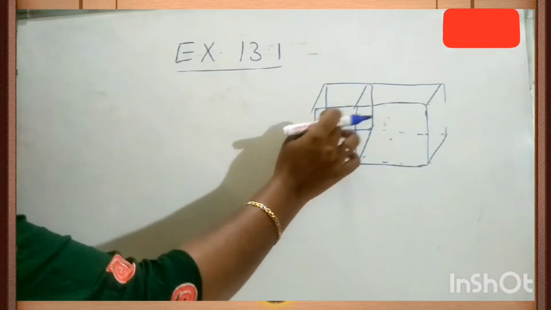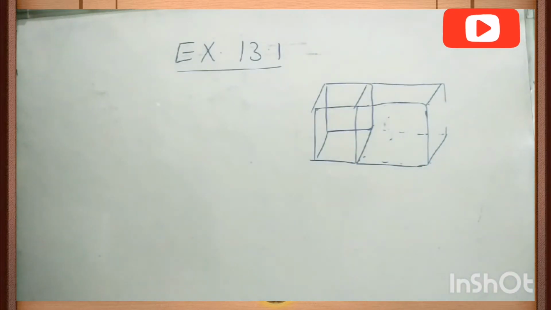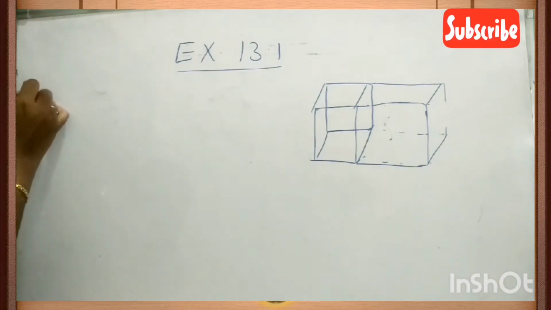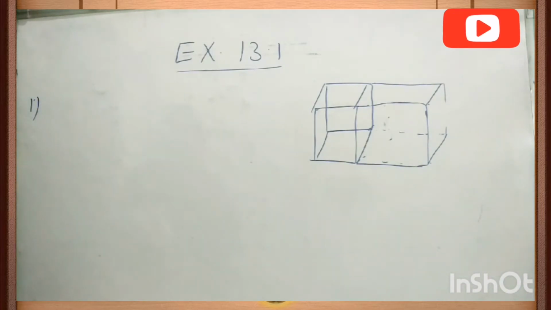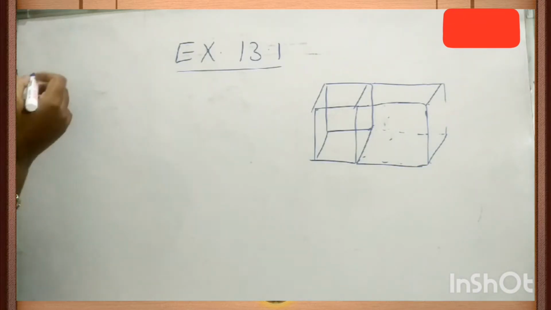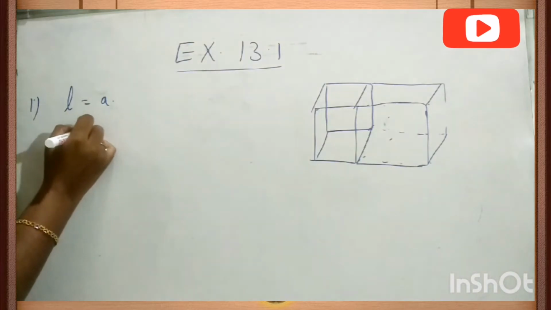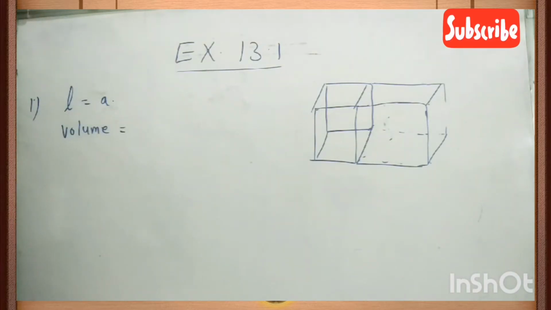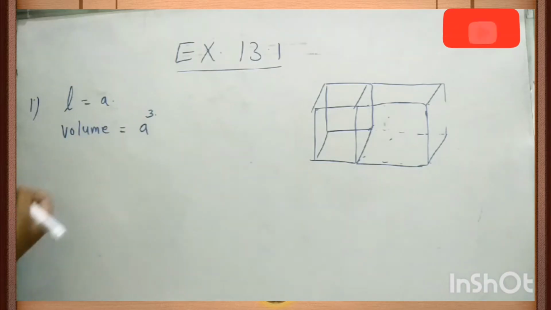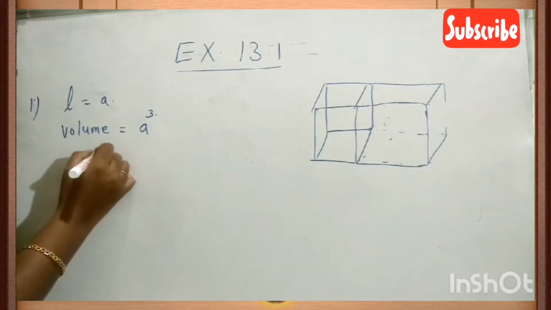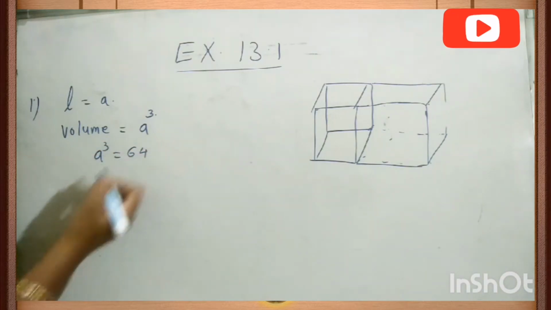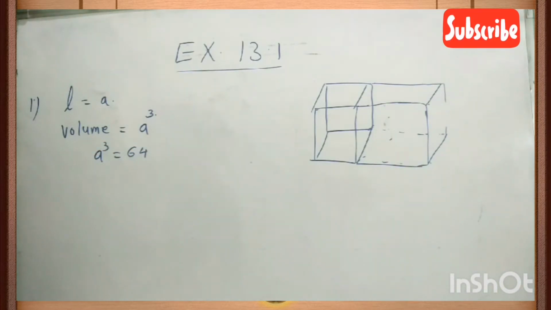So suppose this is our first cube and this is our second cube, and it is given that the volume of these two cubes is equal to 64 centimeter cube. So I'm going to take the length of the cube as A. Then we know that the volume of a cube is A cube, and it is given that this volume is 64 centimeter cube. That means A cube is equal to 64.